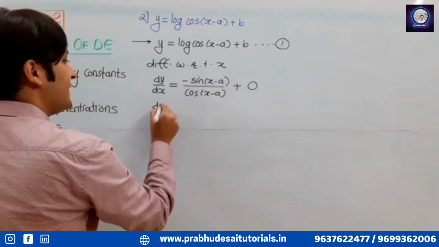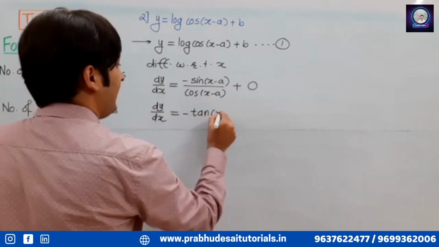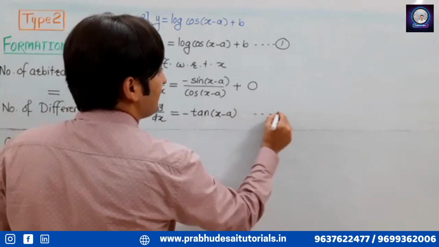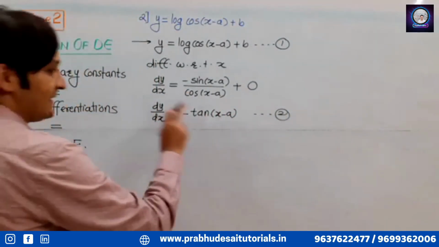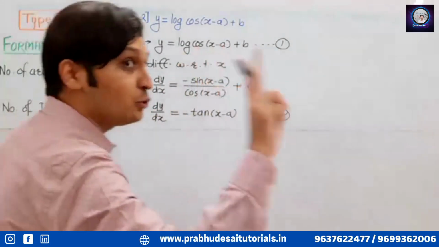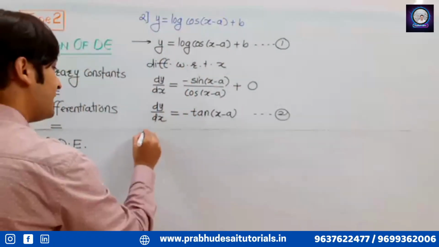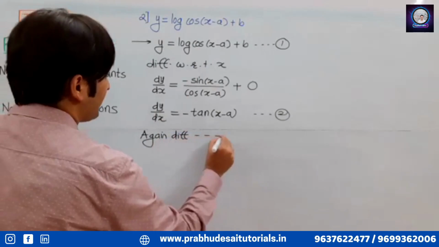Now finally this becomes dy by dx is equal to minus sin upon cos, which is tan of x minus a. I will call this number 2. Check this now. Differentiating with respect to x we got this, but how many derivatives are allowed? 2. And I did only 1. So again differentiating with respect to x.